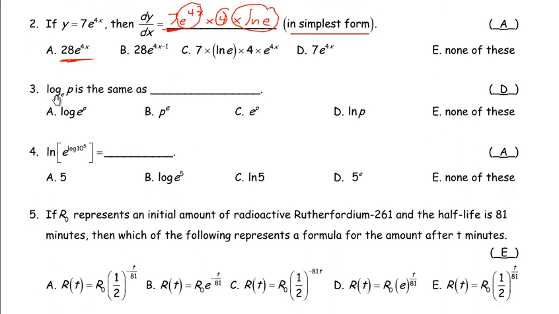For number 3, log base e of p. Log base e is the same as ln, so that is equal to ln of p. So D is the correct answer for question number 3.